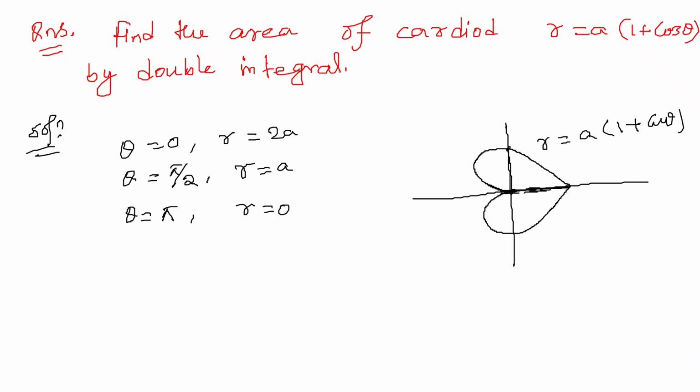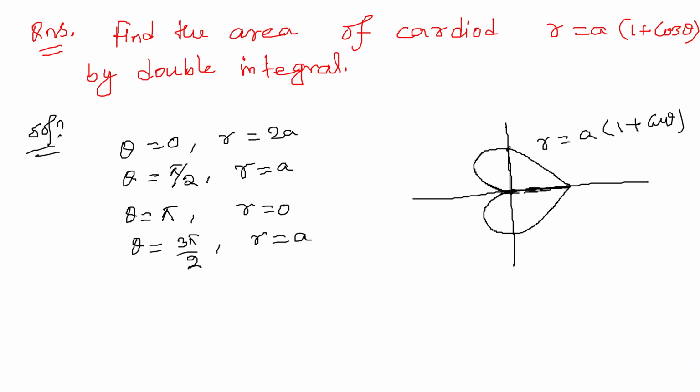Next I want to see the negative side of the vertical axis. When theta is equal to 3 pi by 2, r is equal to a, that means here. Both sides are symmetric: here the length is a, here is a, and here the length is 2a, but here it will touch the origin for both sides. Accordingly you can draw the graph.